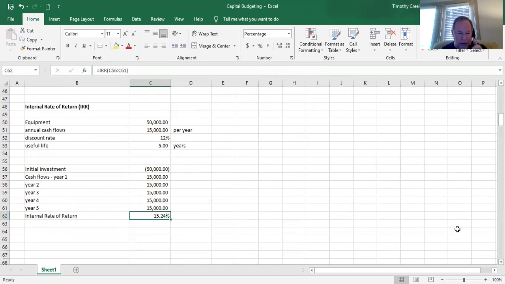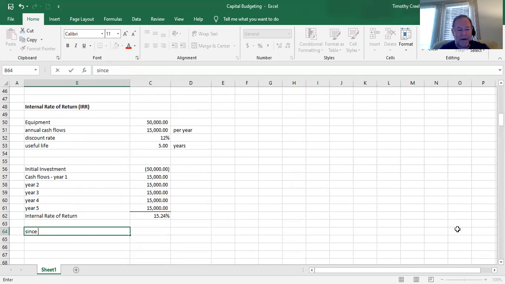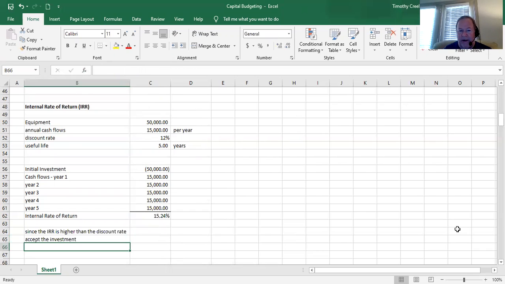Now, when you're doing internal rate of return, your goal is to compare the internal rate of return that you computed with the discount rate. And since the internal rate of return is higher than the discount rate, you can accept the investment. So if the internal rate of return is higher than the discount rate, and in this case it is, the internal rate of return was 15.24%, the discount rate was 12%, you can accept the investment.